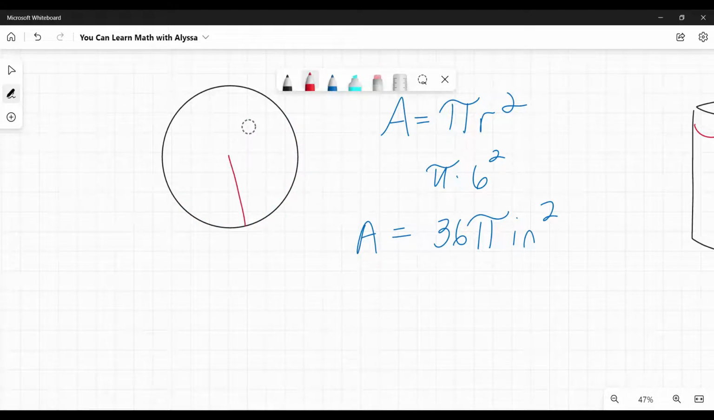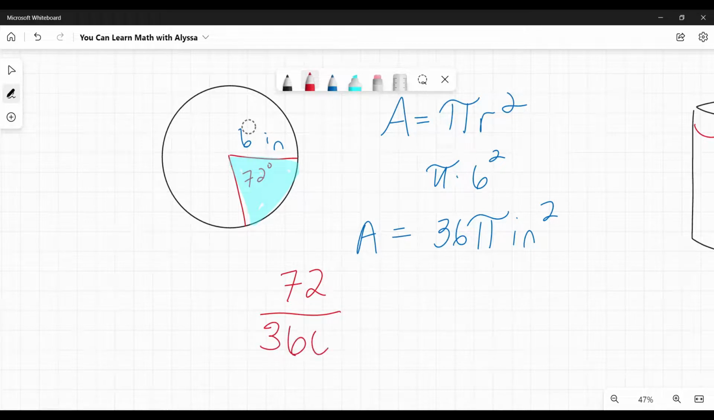but I am going to change the sector. So let's say I had this one that is 72 degrees, and we're still in this 6-inch circle, and I want to find the area of that sector. So for this one, same thing I just mentioned, we'll say, okay, it's 72 degrees in this sector out of a total 360 in that circle. And the area that we've determined up here of the entire circle is 36 pi inches squared. And I want to multiply that.